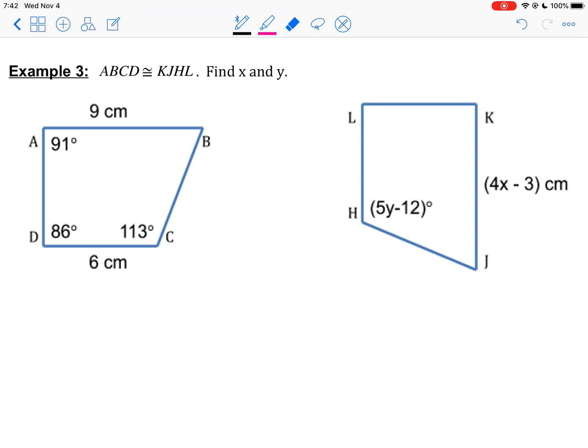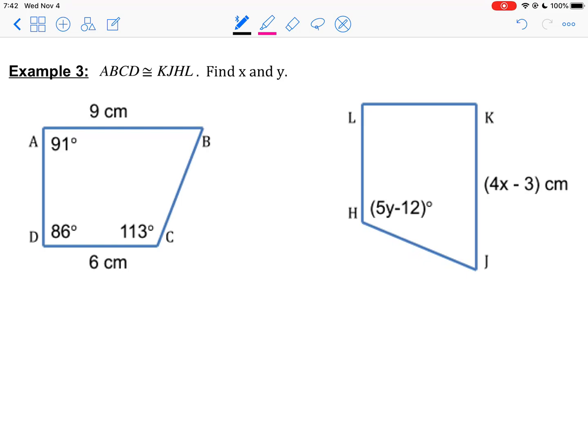But just based on this, it has 4 letters, so notice there's not a little symbol in front, but the 4 letters tells me that it has 4 vertices. So it's not just a triangle, but these are congruent figures based on how it's written. So ABCD is congruent to KJHL. And we're going to find x and y.